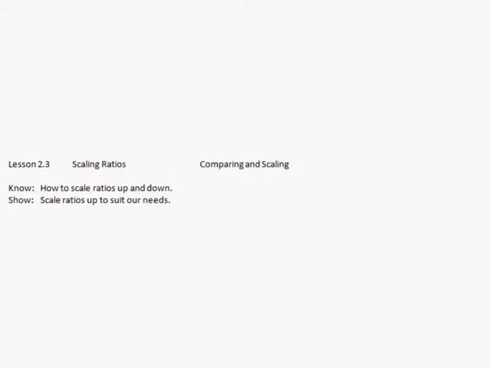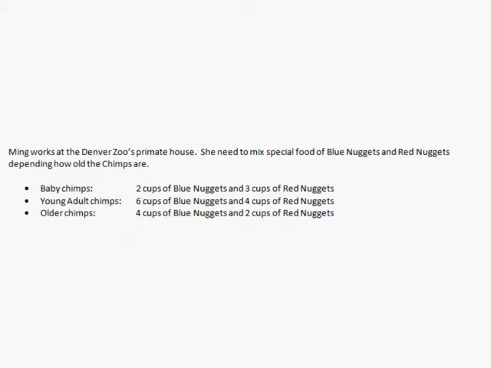Alright, this is lesson 2.3 of comparing and scaling. This time we're looking at scaling ratios. It's been a few weeks since I recorded a video, so I'm not 100% sure what happened in the last lesson, but this one does follow along pretty closely. The objective from this lesson is how to scale ratios up and down. To show that, we're going to scale ratios up to suit our needs, mostly up, not so much down. So, let's take a look.